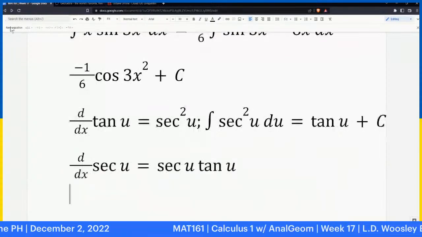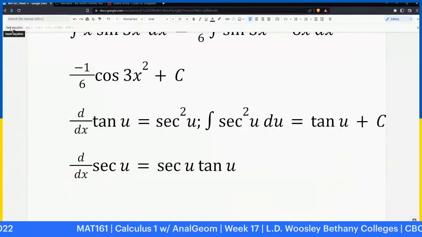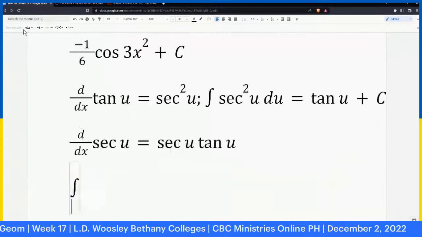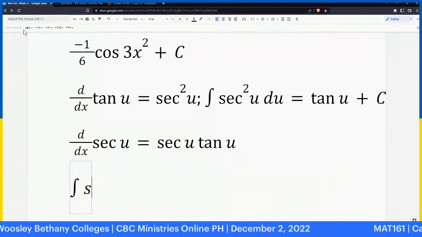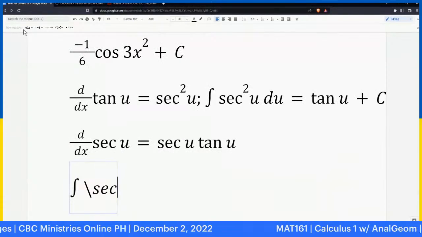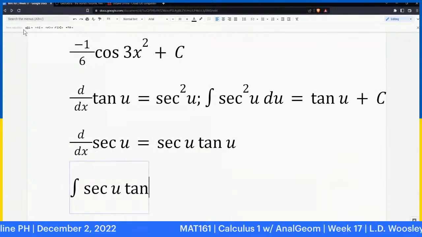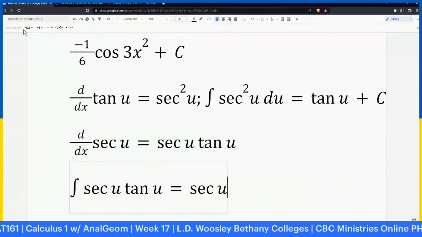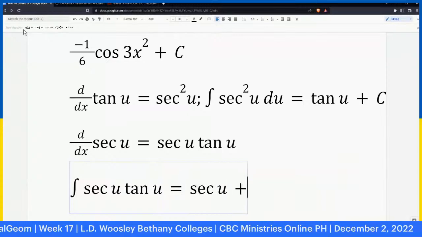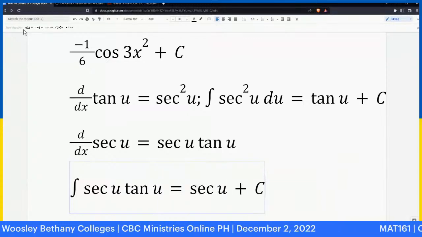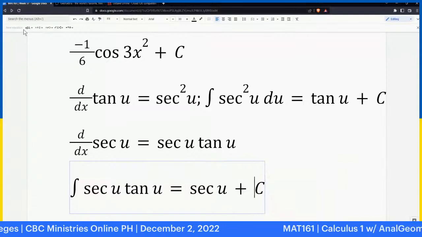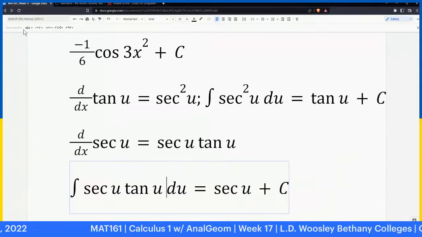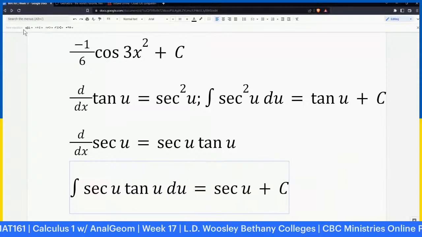Ayan. So guys, pag alam nyo yung derivative, malalaman nyo rin ang integral. Yun yung gusto kong ipakita. Integral of sec u tan u is equal to sec u plus c. Alright? Okay, I think enough muna yan.